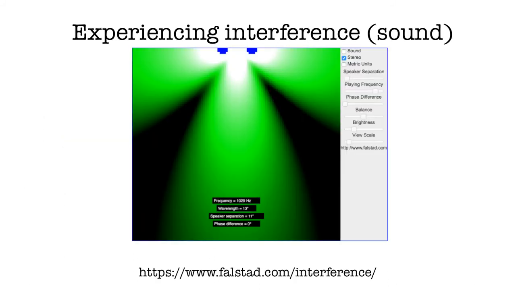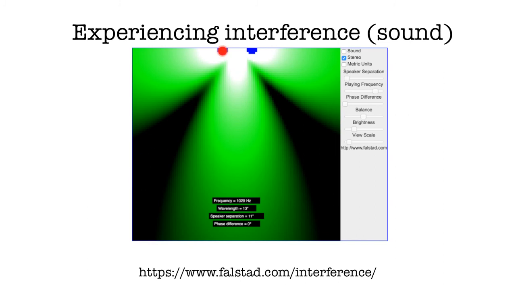As a way for you to get direct experience with constructive and destructive interference, I'm asking that you go to this website, falstad.com/interference, where there's a simulation of the interference of waves from two different sources. Okay, what's drawn here is kind of a visual representation of that interference, where white means high intensity and black means low intensity.